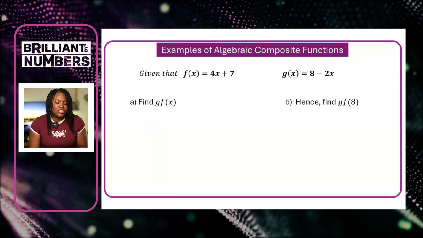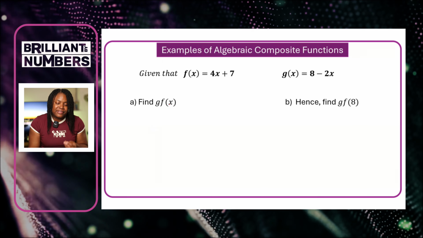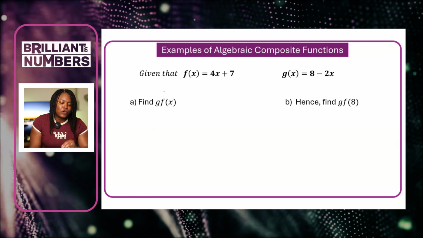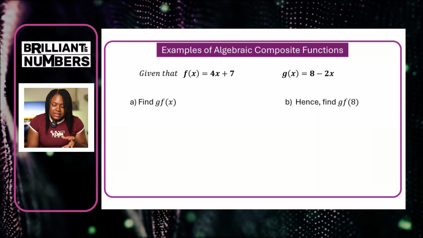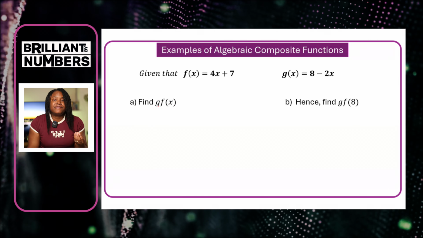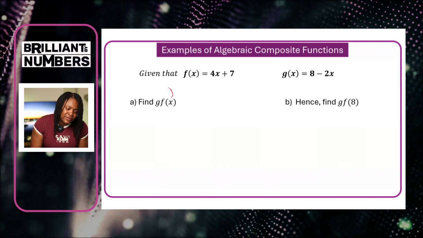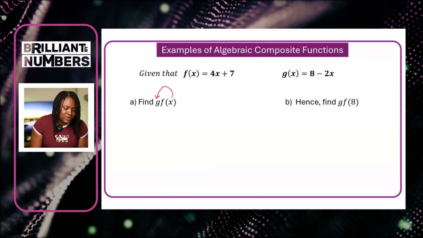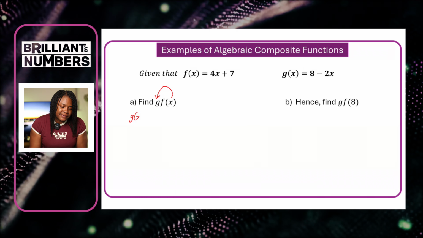So we're asked to find g of f of x. This means that I'm going to put the function f of x into the function g of x. The simplest way to do this is to first write out the function g of x. Let me put an arrow here: the value of f of x should be placed into the function g. So I'm going to write g of x first.